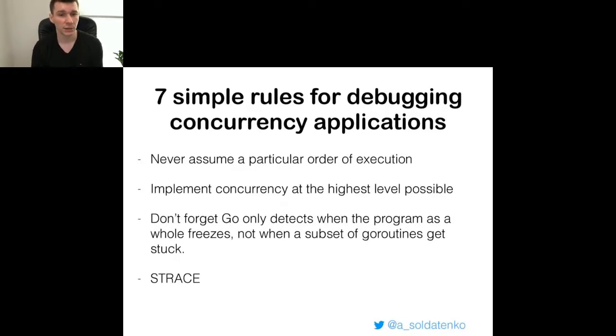Another rule, implement concurrency at the highest level possible. So if your library does some business logic, try not to use any concurrency inside. Try to decouple it, and you can delegate it to the client code. So client code can take care of it.